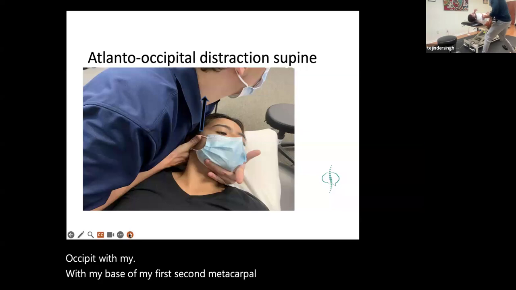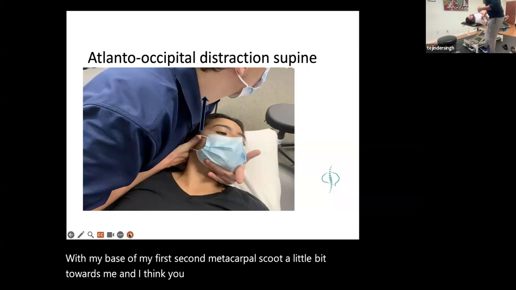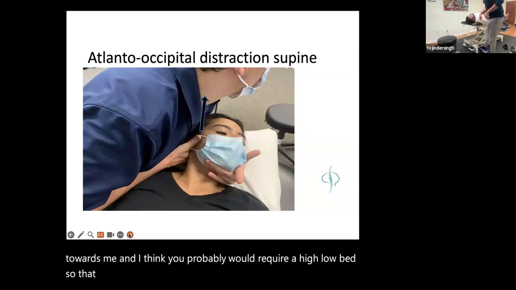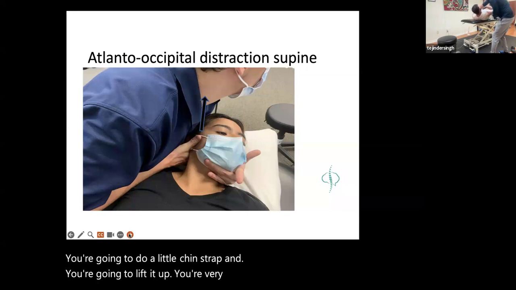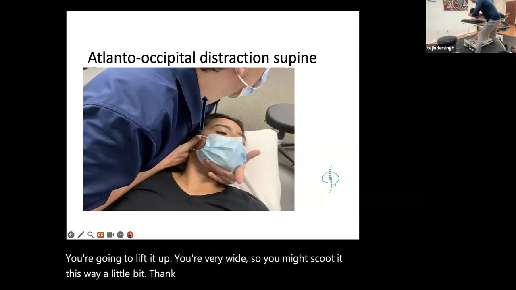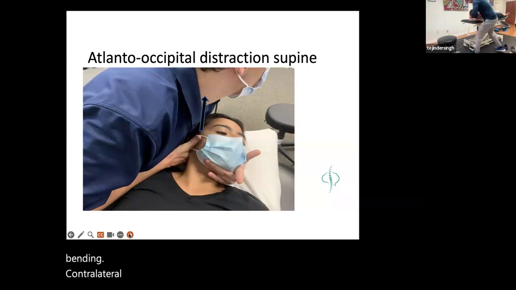Scoot a little bit towards me. I think you would probably require a high-low bed so that you can adjust according to the height. You're going to do a little chin strap and lift it up. You're very wide, so you might scoot this way a little bit. Thank you. You'll do ipsilateral side bending, contralateral rotation. And just let it go.